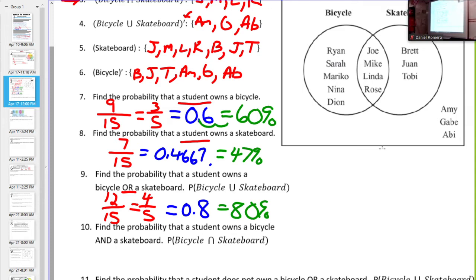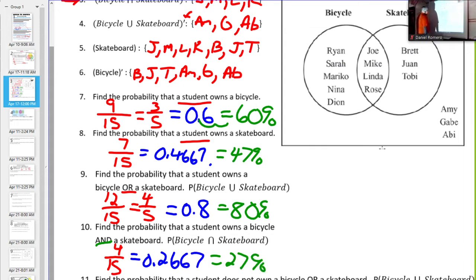And let's find the probability that a student owns a bicycle and a skateboard. Notice how it says and, so that's the intersection. So there's still a total of 15 students. How many names are in the intersection? 4. Okay, this one can't be reduced. So we can just divide to get a decimal. And that gives me 0.2667. Which is 27%.